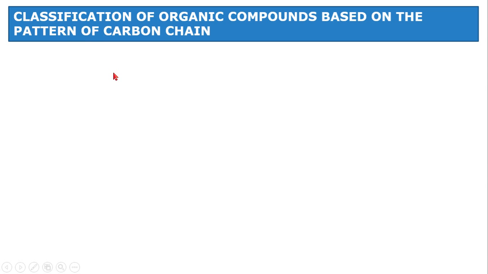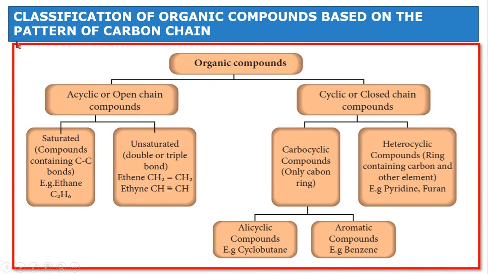Classification of organic compounds based on the pattern of carbon chain. Organic compounds are classified into acyclic or open chain compounds, and cyclic or closed chain compounds. Acyclic compounds can be classified into saturated and unsaturated compounds. Saturated compounds contain a single bond, for example, ethane, C2H6. Unsaturated compounds contain a double bond or triple bond. With a double bond, the name is ethene, CH2=CH2. With a triple bond, ethyne, CH≡CH.